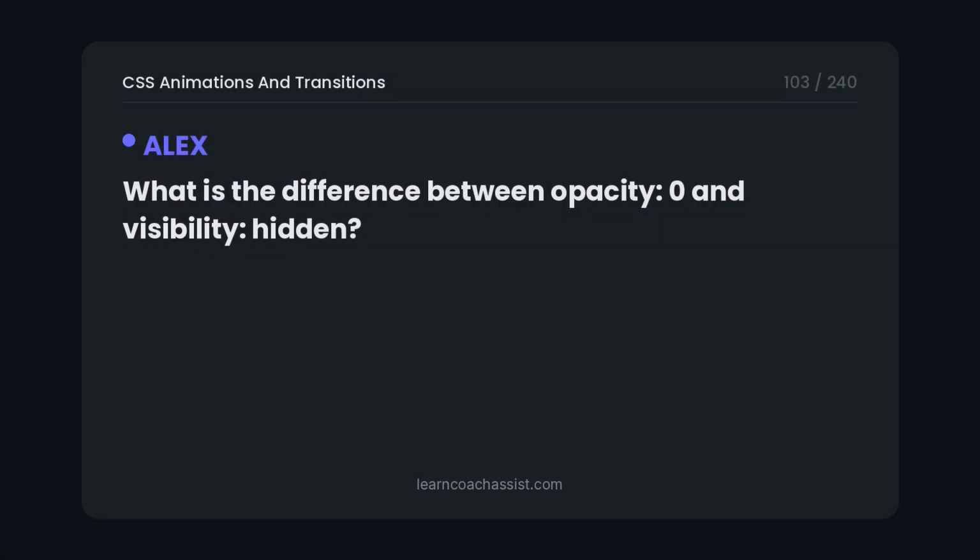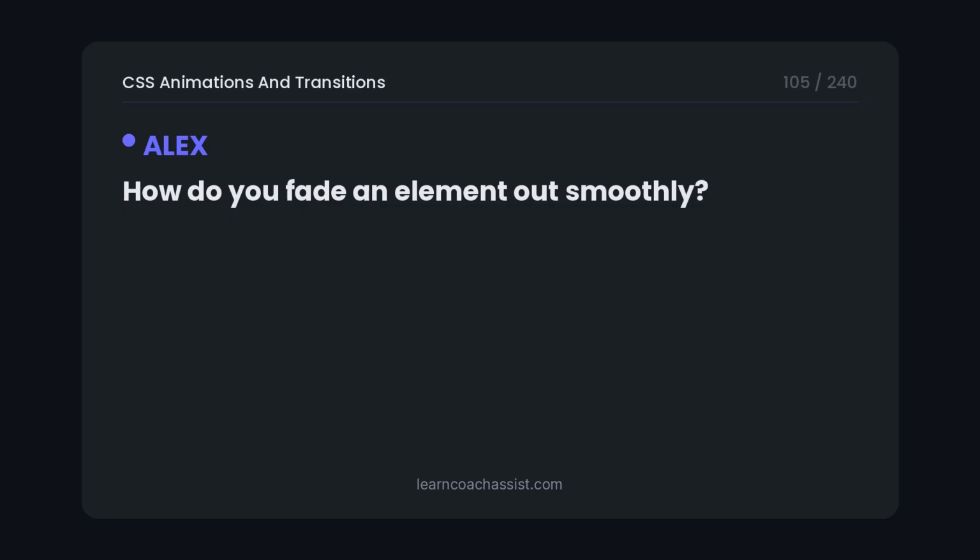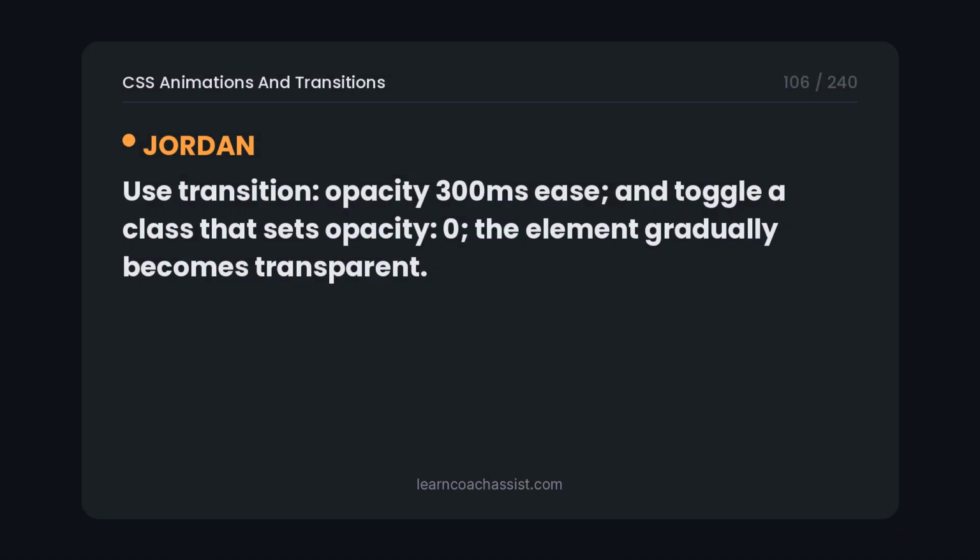What is the difference between opacity: 0 and visibility: hidden? Opacity: 0 makes the element fully transparent but still clickable and in the layout. Visibility: hidden makes it invisible and unclickable but keeps its layout space. How do you fade an element out smoothly? Use transition: opacity 300ms ease, and toggle a class that sets opacity: 0. The element gradually becomes transparent.